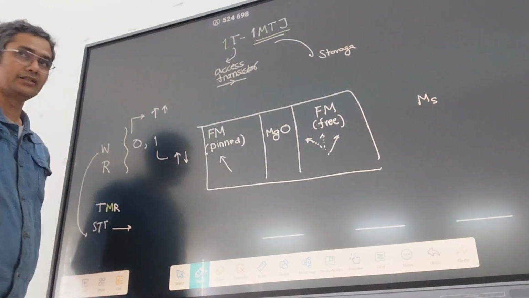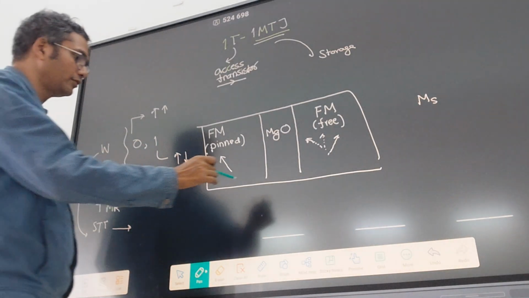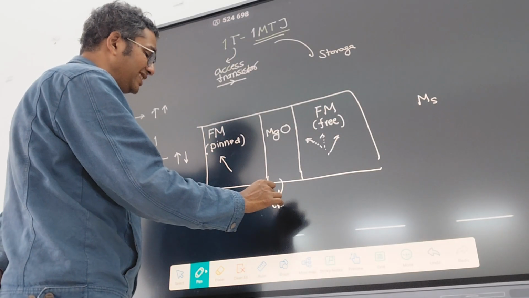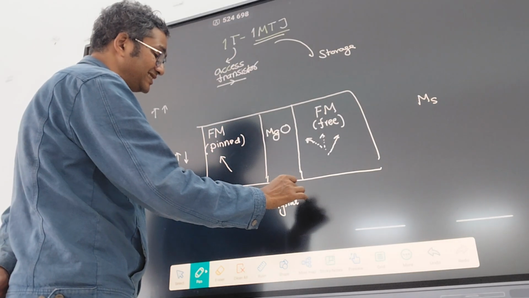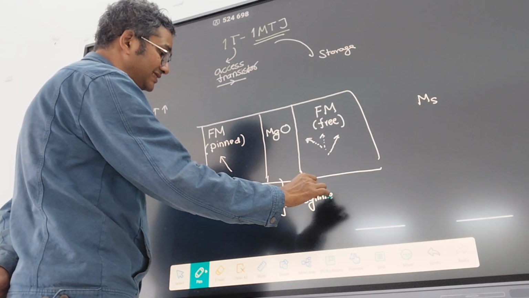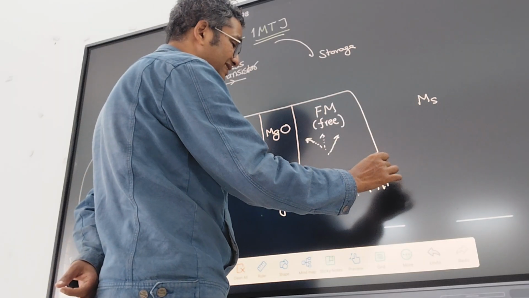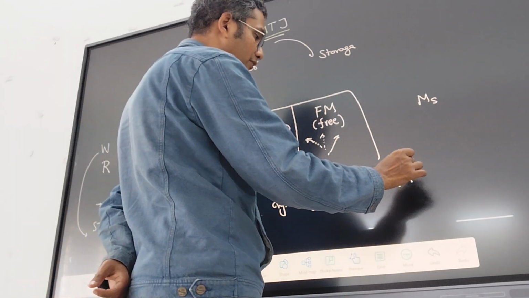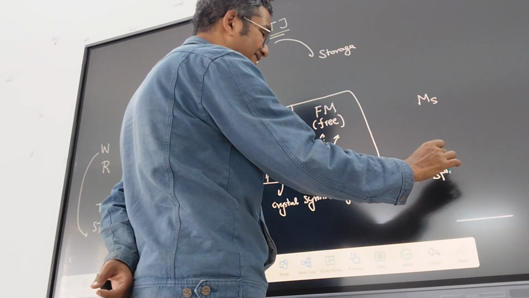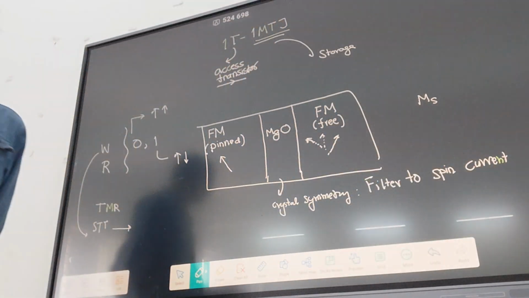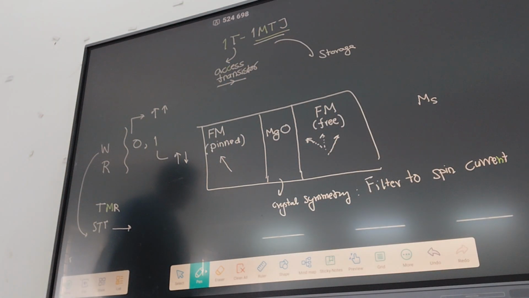ठीक है. अच्छा, यहाँ पे हम लोग मैग्नीशियम ऑक्साइड इंसुलेटिंग लेयर यूज करते हैं because it has got a crystalline property. इसका जो क्रिस्टल सिमेट्री है that acts as a very good filter to the spin current. Filter मतलब जो मान लो those which are anti-parallel it will not allow it to pass through. Those which are parallel it allows it to pass through. This is an MTJ system. Okay.